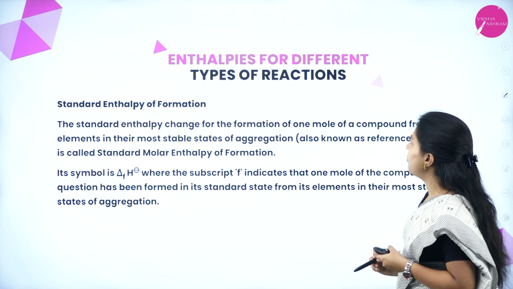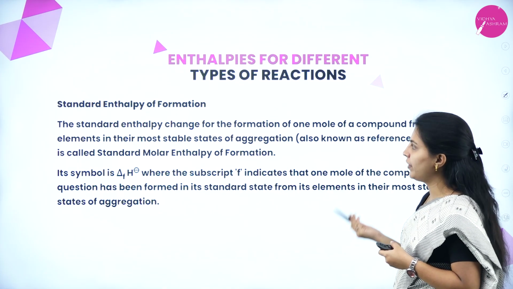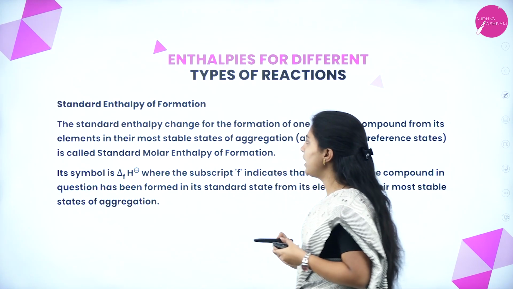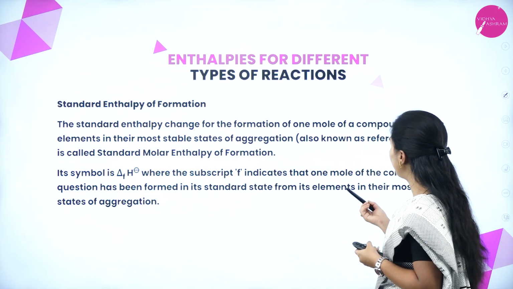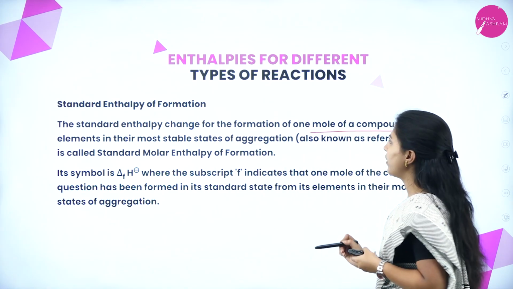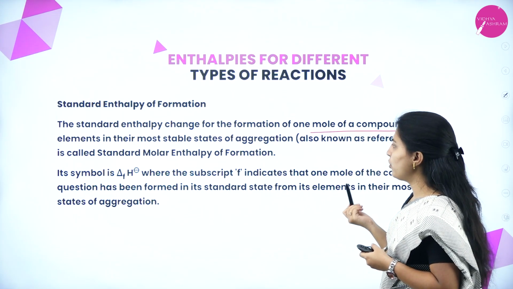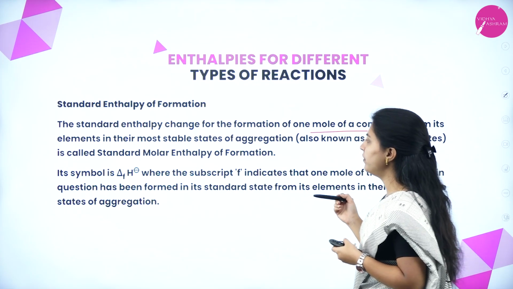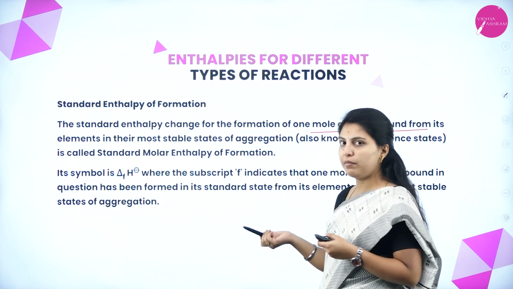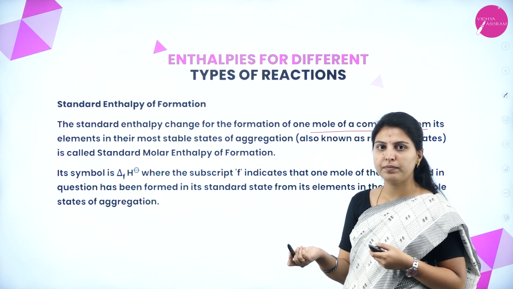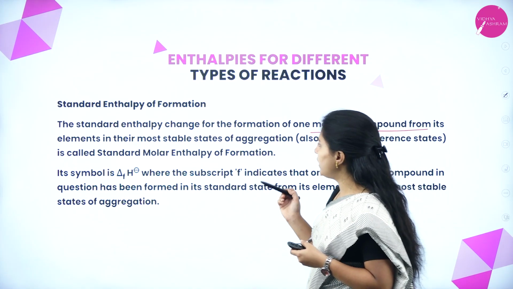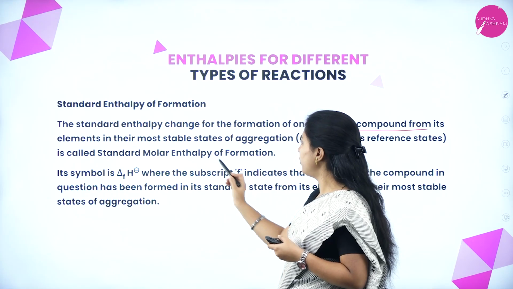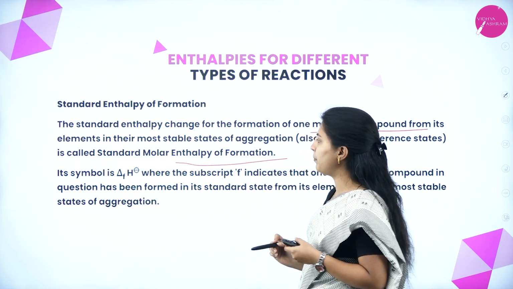Next, enthalpies for different types of reactions. Standard enthalpy of formation: the standard enthalpy change for the formation of 1 mole of a compound from its elements in their most stable states of aggregation is called the enthalpy of formation. From the elements, it is going to form a compound, so it needs a stable state. After that, it forms the product or compound. That enthalpy is called the enthalpy of formation.